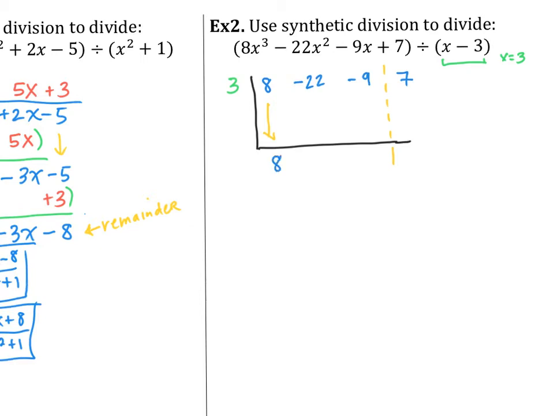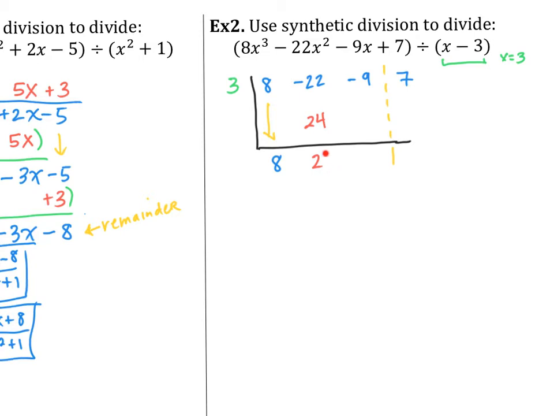Now I'm going to multiply. I multiply this 3 by this 8, and the answer goes here. So 3 times 8 is 24. Then I add the column down. Negative 22 plus 24 is 2. And then I repeat that step again. Now I do 3 times this number.